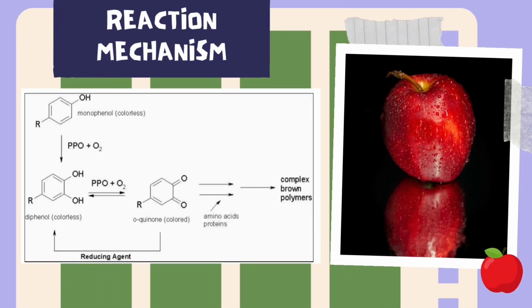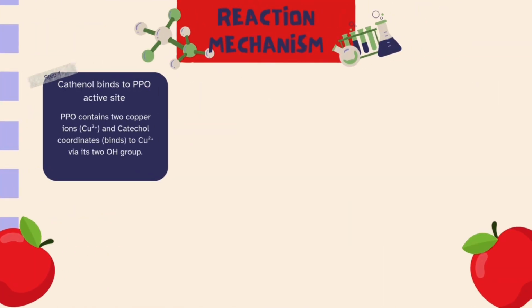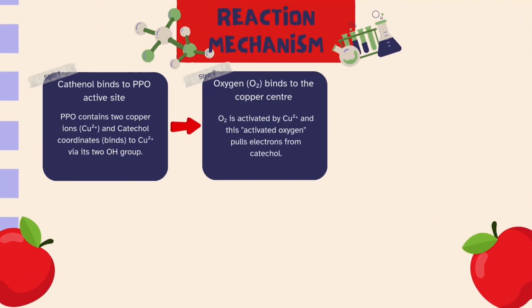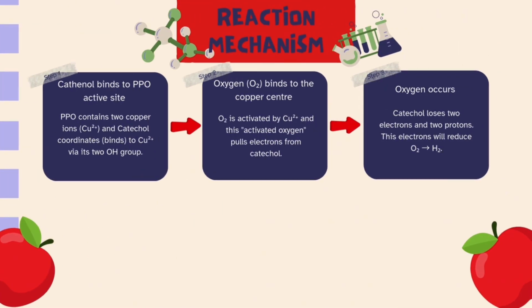This slide is an overview of the reaction mechanism that can be known from the experiment. For the reaction mechanism, the first step is when the catechol binds to the polyphenol oxidase active site. It is because polyphenol oxidase contains 2 copper ions and catechol coordinates to Cu2+ via its 2 OH groups. And the second, when the oxygen binds to the copper center, because oxygen is activated by Cu2+, and this activated oxygen pulls electrons from catechol. The third step is oxidation, in which catechol loses 2 electrons and 2 protons. The electrons reduce oxygen to water.